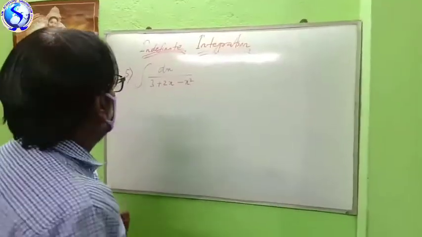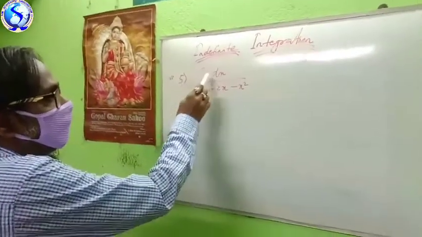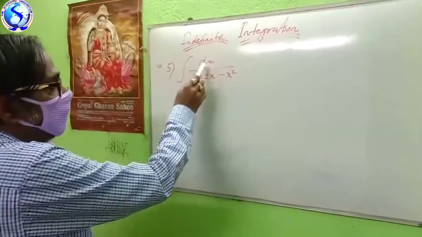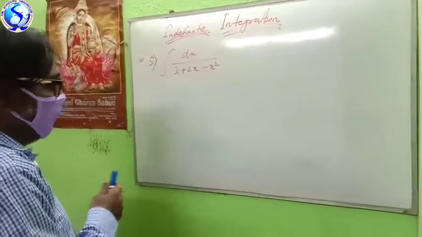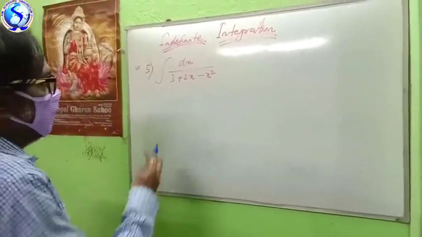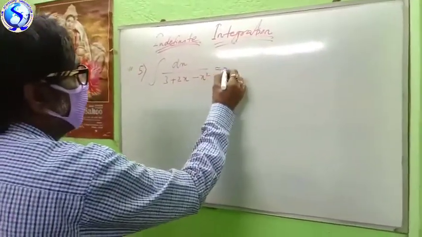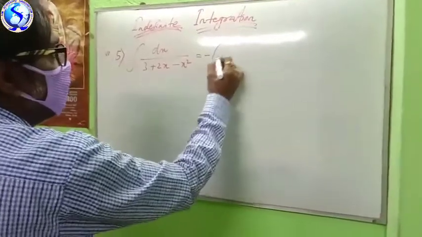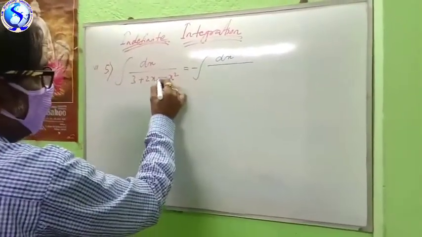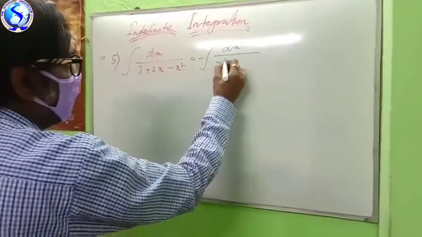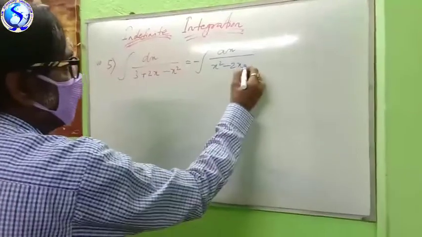See the question number 5, I am taking it from the book exercise. Integration dx by 3 plus 2x minus x square. If I take minus common, this will be minus outside. Then this will be dx by, why am I taking minus common? To make x square positive. Then this will be x square minus 2x minus 3.